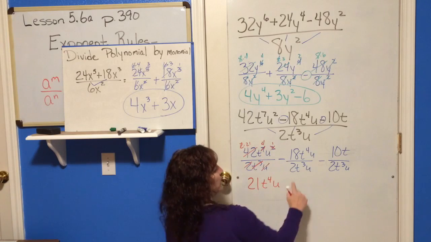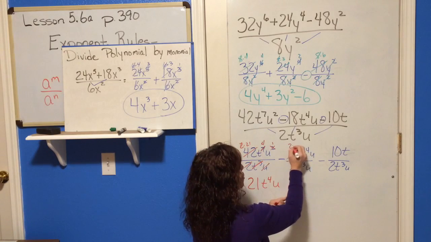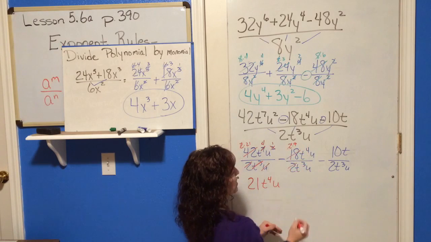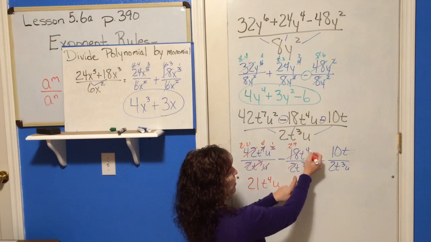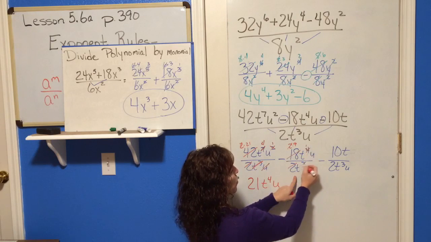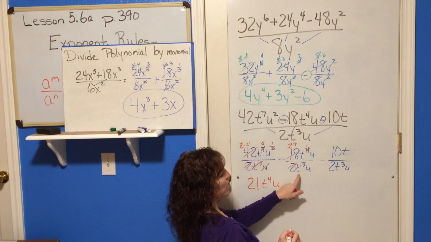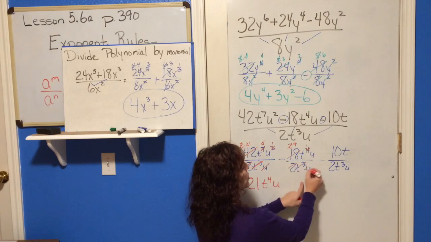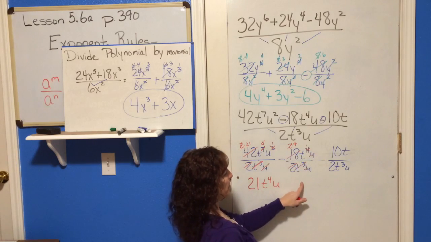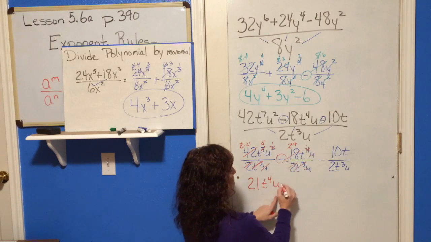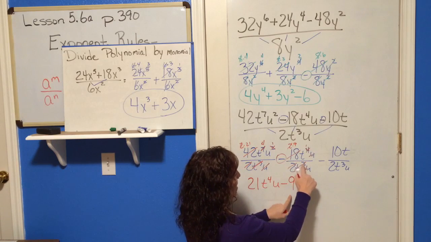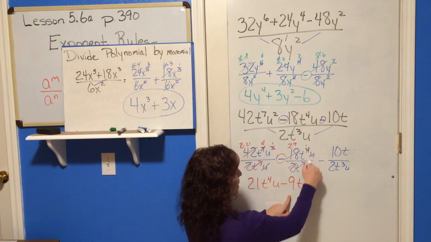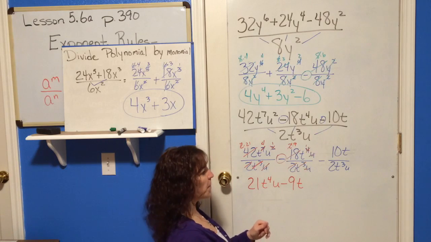Move to the next part. 18 is 2 times 9, so your 2's will cancel. You've got t to the 4th on top and t to the 3rd on the bottom, so let's just make 1 of them on top because 4 minus 3 is 1. Oh, and the u's are the same, so they'll just cancel. So don't lose your minus sign. Minus 9 left for your coefficient. Do we have any t's left? Yep, 1 t on top and no u's left, so we're done with that part.